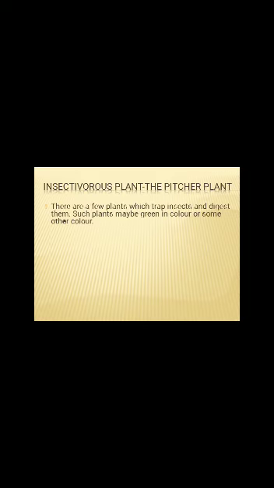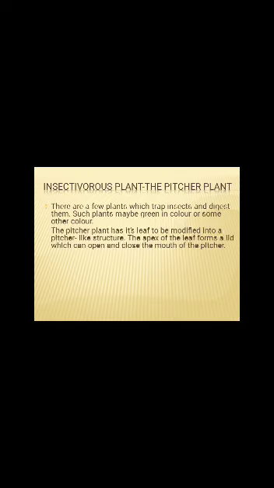Now the insectivorous plant, the pitcher plant. There are a few plants which trap insects and digest them. Such plants may be green in color or some other color. The pitcher plant has its leaf modified into a pitcher-like, sac-like structure. The apex of the leaf forms a lid which can open and close the mouth of the pitcher.